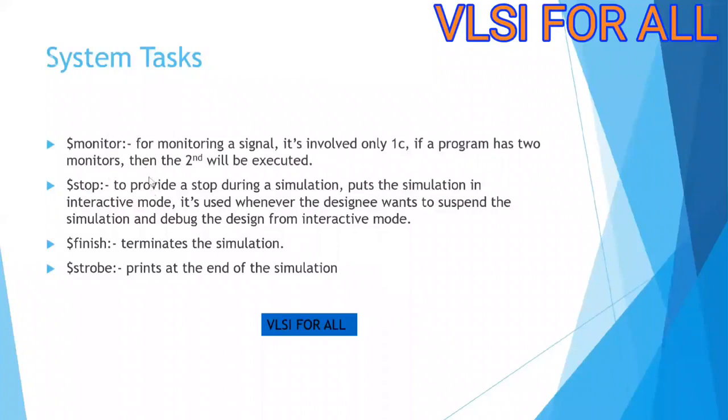So these are the system tasks we have. One important question for Verilog is: what is the difference between $monitor, $display and $strobe? $monitor is used for monitoring a signal. The catch here is that one testbench can only have one $monitor, because it is invoked only once. If a program has two monitors, then the second will be executed, so the first monitor doesn't get executed. You can have multiple display statements, but you cannot have multiple monitors. Even if you have multiple monitors, it will not throw an error. Only the second monitor will be printed.